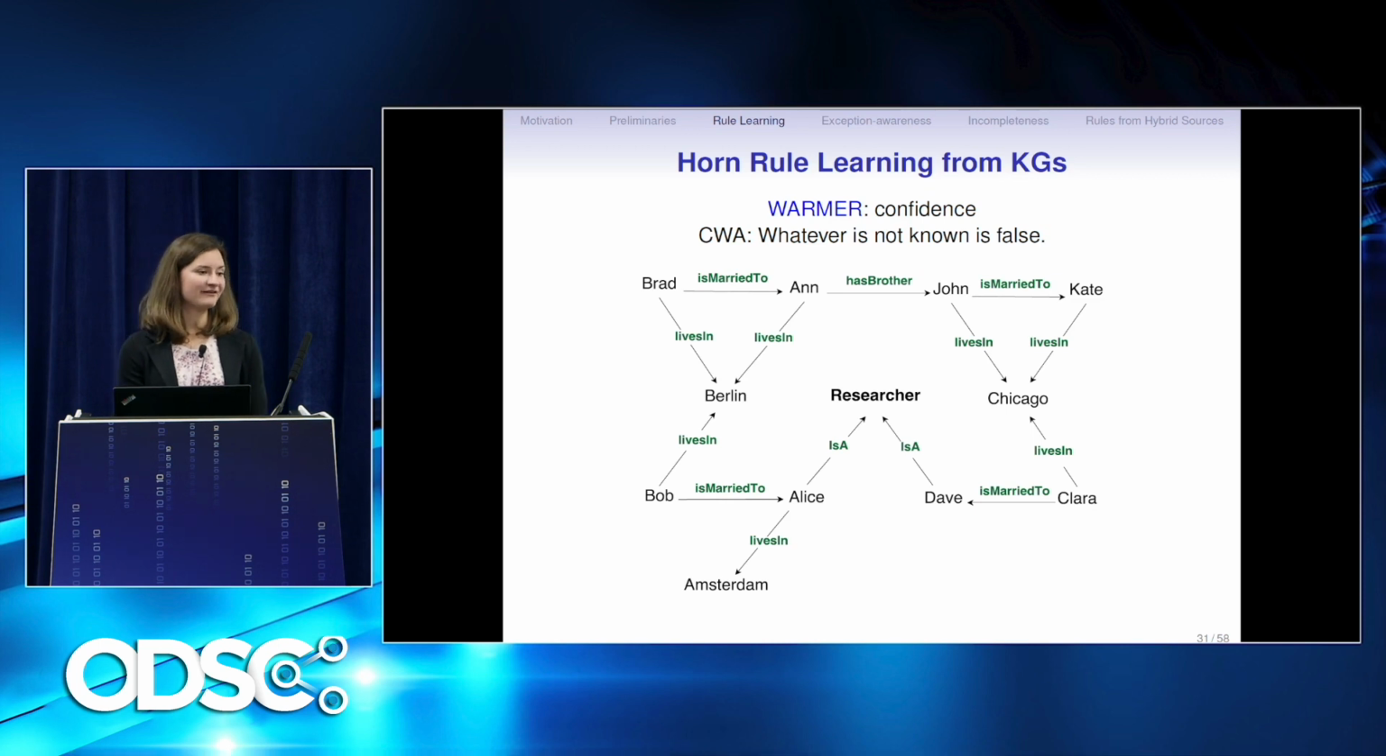So, consider the following graph that depicts married people and living places. For instance, here we see that Brad is married to Anne, and they both live in Berlin. And some other information about some other couples. So the closed world assumption states that whatever is not known is false. That is, for instance, we do not know that Alice lives in Berlin. This information must probably be false.